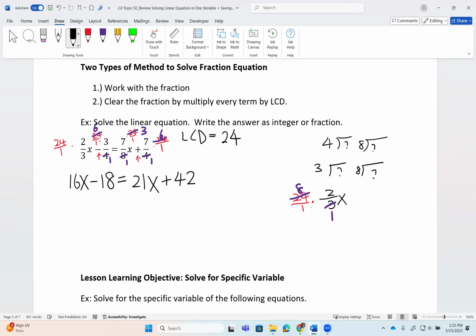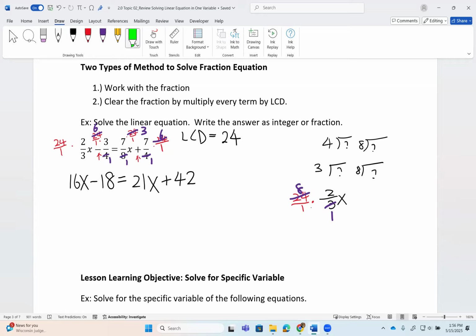Positive 42. So basically what I just did is increase the entire fraction equation by 24 times so that all the denominators become 1. So I'm just dealing with integers. All right, there's no parentheses or like terms to combine on each side.